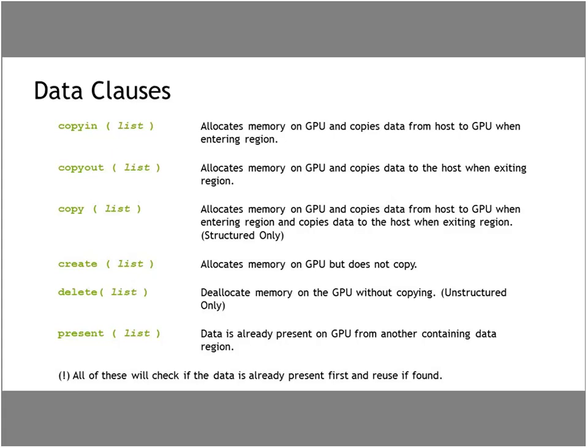Now, I do need to make one further note on these clauses. All of them, when they're evaluated, will first check and see, do I already know about this array? And if I already know about this array, and I know this array is already on the GPU, I'm going to reuse the data that I already have on the GPU. If it's not already there, then I'm going to do the operation listed. So check and see if the data is present. If it's not, copy in. If it's not present, do a copy out. But if it is, it will reuse that.